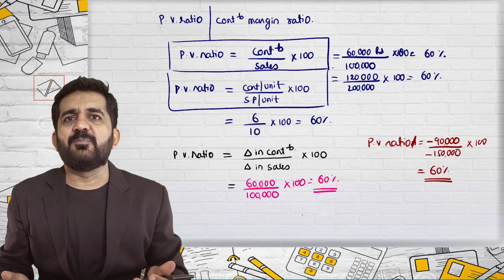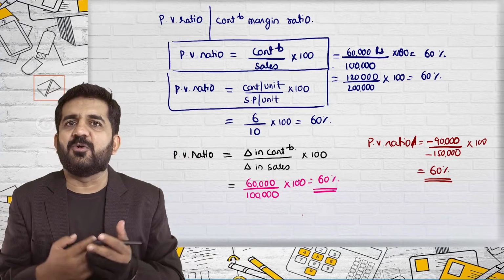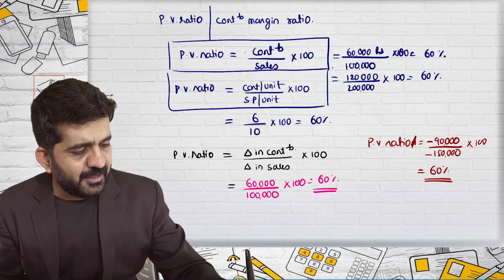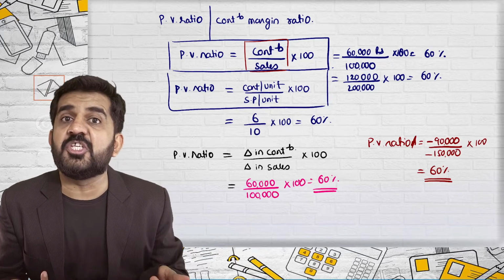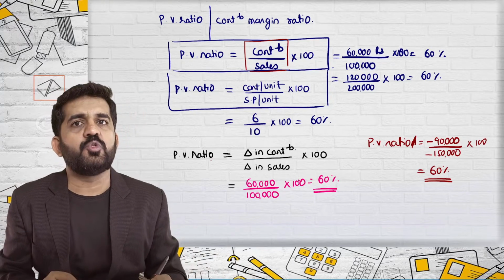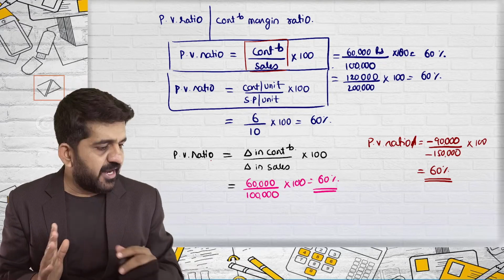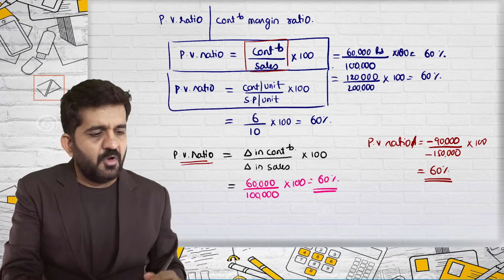Sir, how is it important? If we are knowing change in contribution, we will be knowing contribution. Then it is easy to use this formula. Say in some question only change in contribution is given. Then you will have to understand that by change in contribution and change in sales, you can find out PV ratio. One more, last.